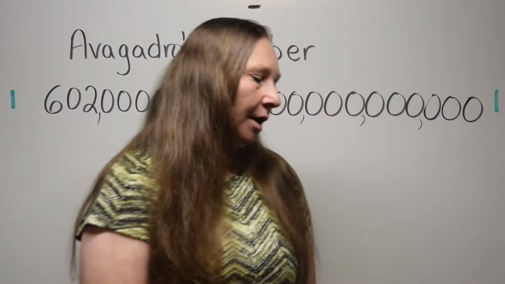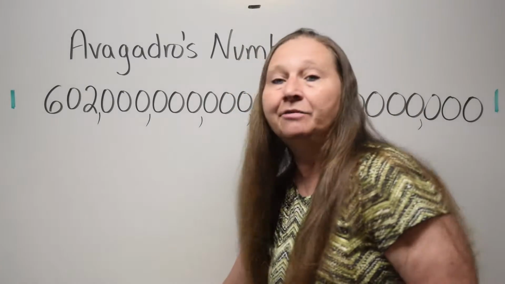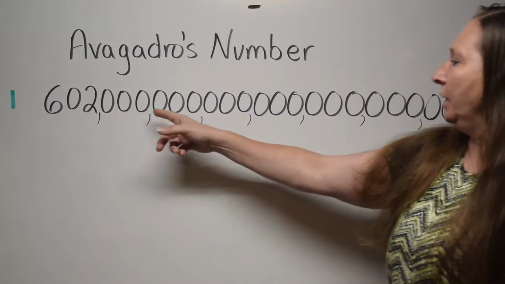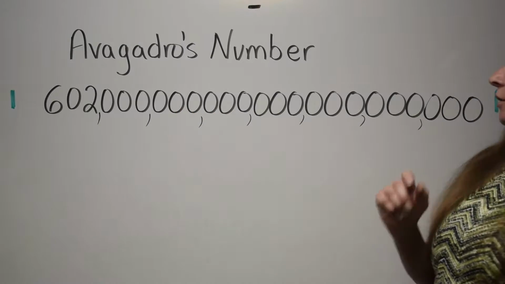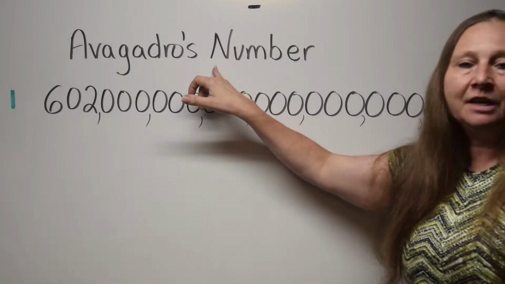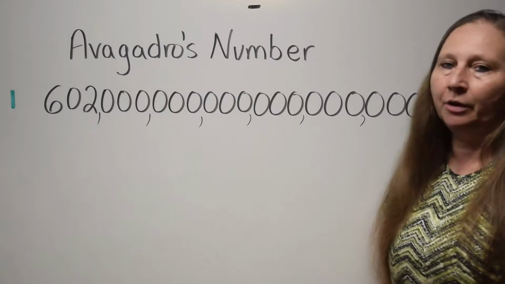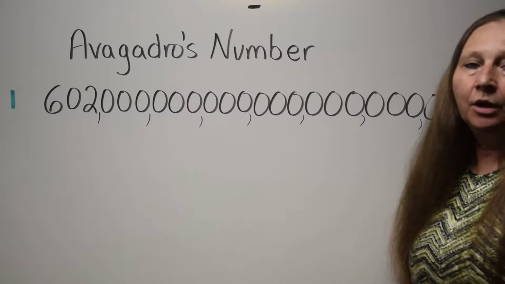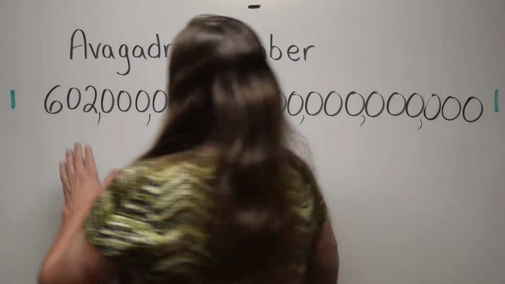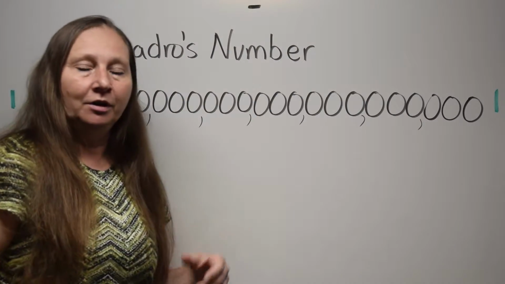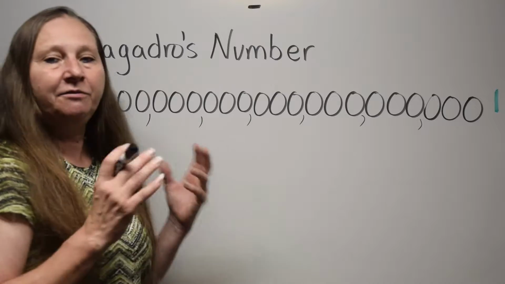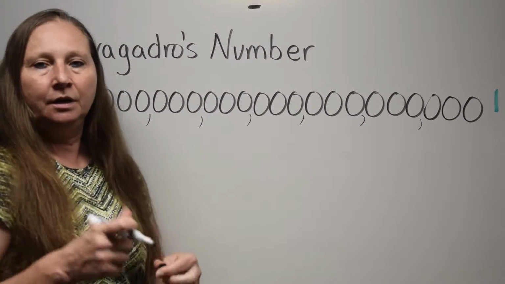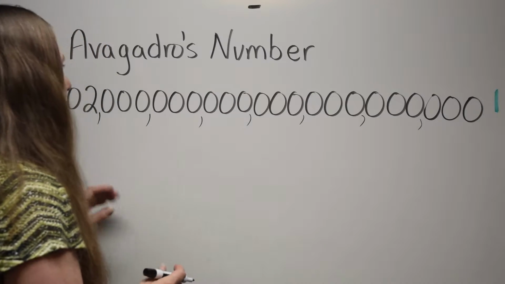Now, some of the numbers that we use in science have names. This number, 602 with a whole bunch of zeros following, is called Avogadro's number. And this number is very important in chemistry. So we don't want to be writing this giant number on our papers. We want a faster, easier way to indicate this specific number. So this is what you do.